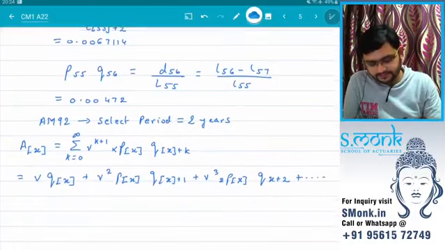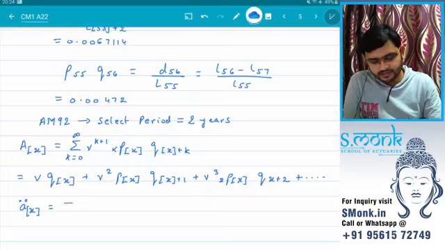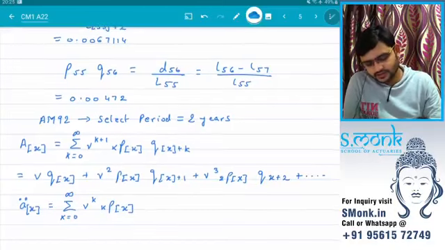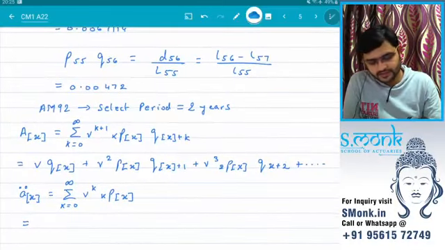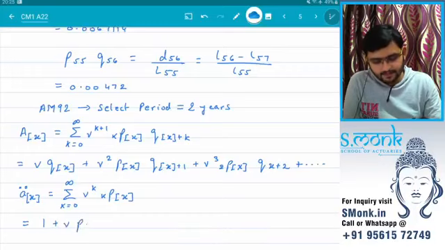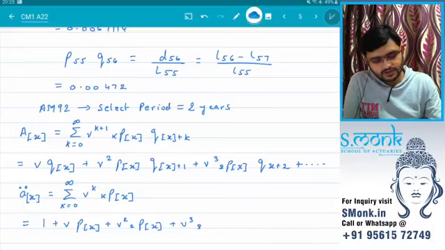And similarly, a-due x, if I put select here, will be summation k going from 0 to infinity. We'll have v raised to k, kp select x. Again, what we'll say, v, actually 1 when k is 0, plus v, p select x, plus v squared, 2p select x, plus v cubed, 3p select x, and so on.